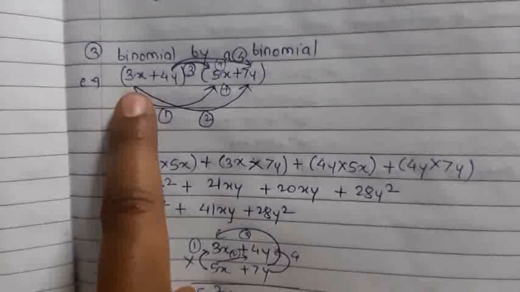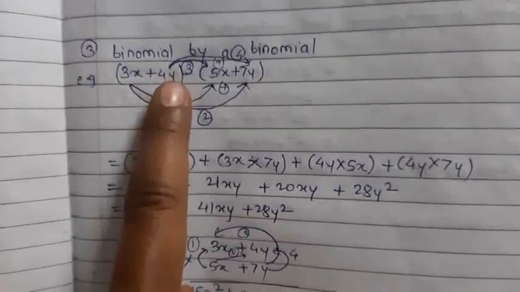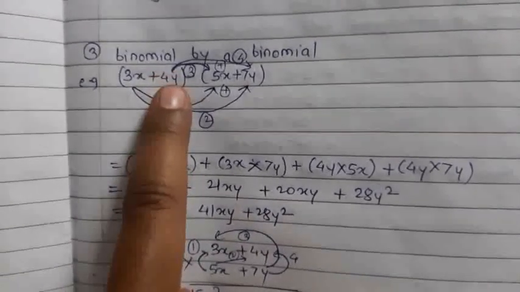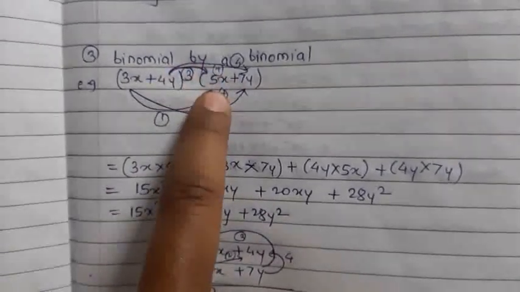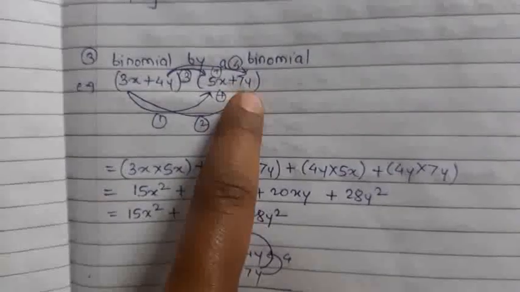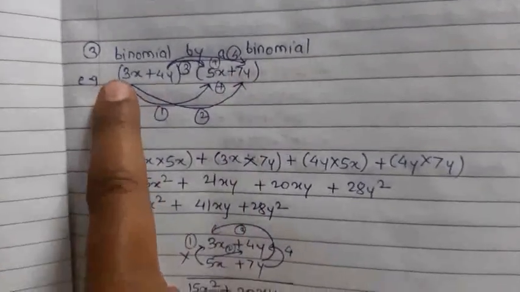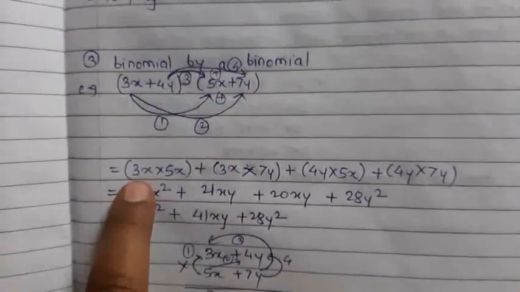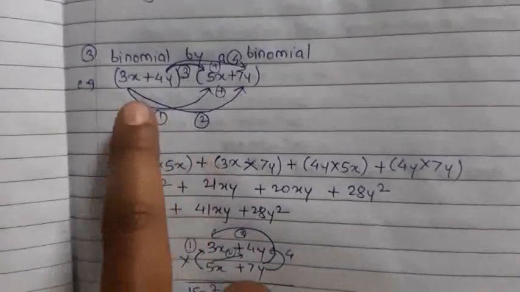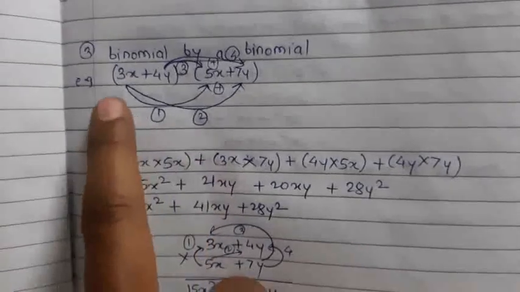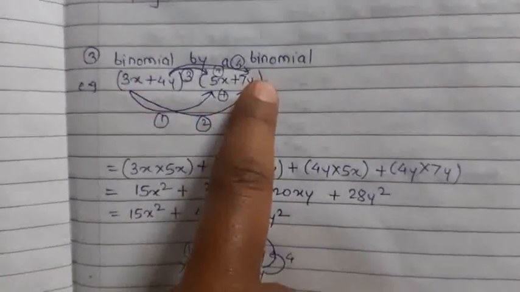As it is over, now we will multiply with this term. So by this term also we will multiply both the terms. First to the first term and then to the second term. So it will be 3x into 5y, sorry, plus, as the plus sign is there, plus again 3x into 7y.